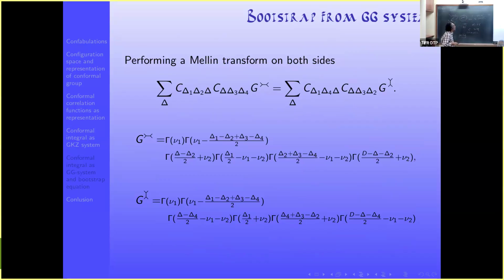Okay, and just show that last example. So now this is the bootstrap. This has to be true for all values of nu, for every nu, right? On both sides. Yes. Okay. But still there's some simplification.